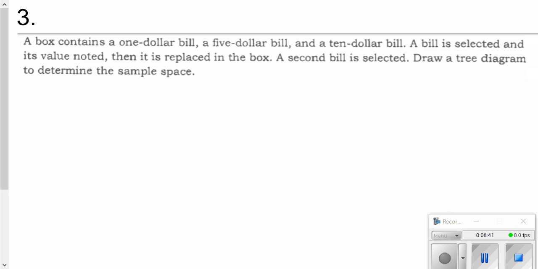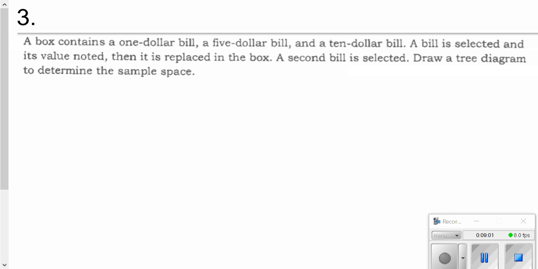All right, this question. Suppose a box contains a $1 bill, a $5 bill, and a $10 bill. A bill is selected. You look at what kind of money it is, then you put it back in the box, and then you pick a bill again. Draw a tree diagram to determine the sample space.